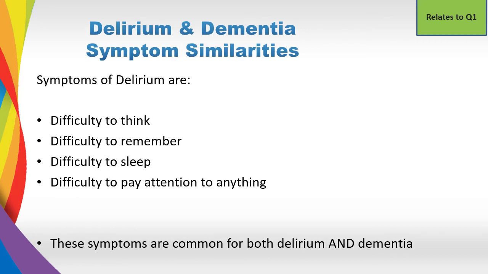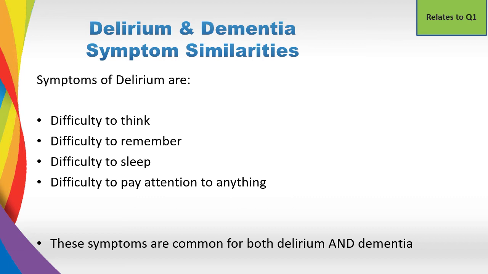So some symptoms of delirium: difficulty to think, difficulty to remember, difficulty to sleep, and difficulty to pay attention to anything. But just like with the lady that I just talked about for a moment there, it can be absolute confusion and a complete change in personality as well. But these symptoms are common for both delirium and dementia, so you can see how it could be difficult for somebody that doesn't know that person, hence thinking about person-centred care.